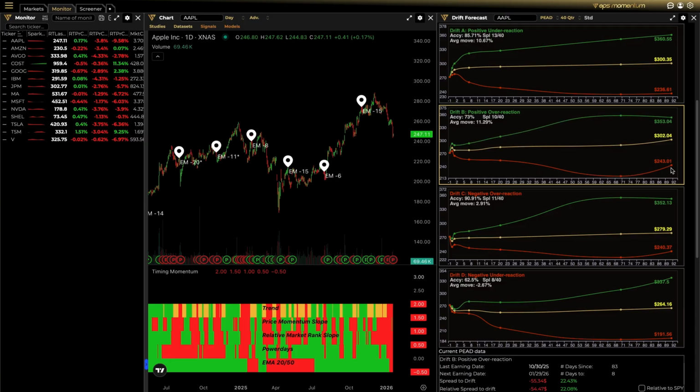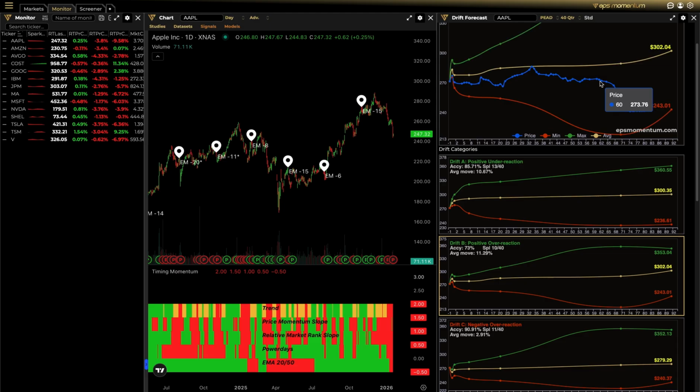For the current quarter, Apple is in Drift B, which represents a positive overreaction. This means investors reacted positively to earnings at first, but historically, this type of reaction tends to be too optimistic. As a result, once the initial excitement fades, investors gradually start to sell, and price often drifts lower over the remainder of the quarter. Looking at the historical data, when Apple falls into Drift B, the average move is about 11.3%. The accuracy for this drift is 73%, meaning that in nearly 3/4 of past cases, price stayed within the projected drift range shown on the chart.